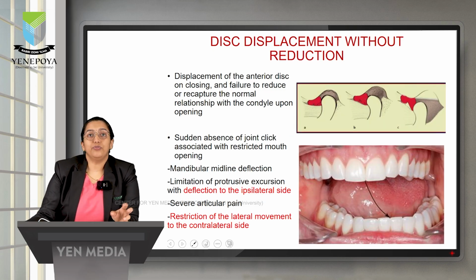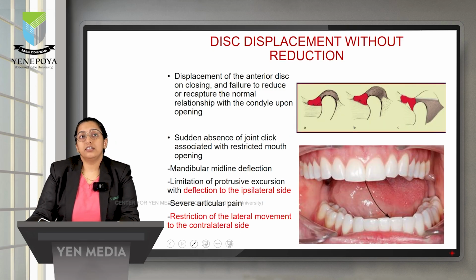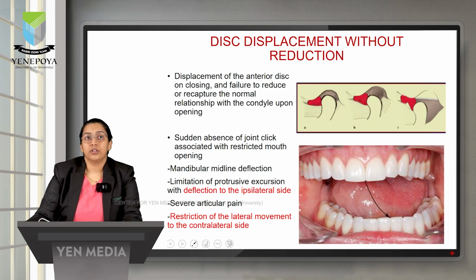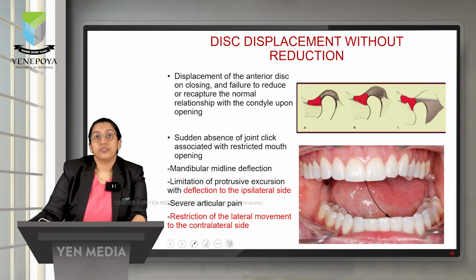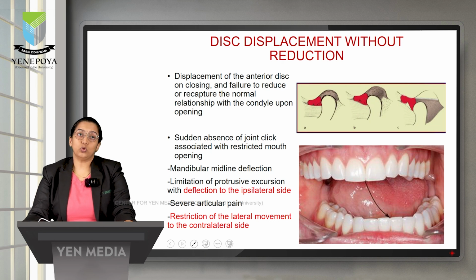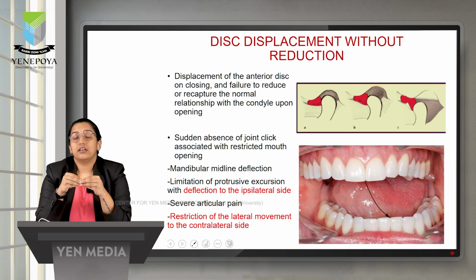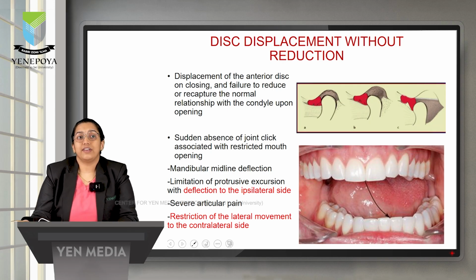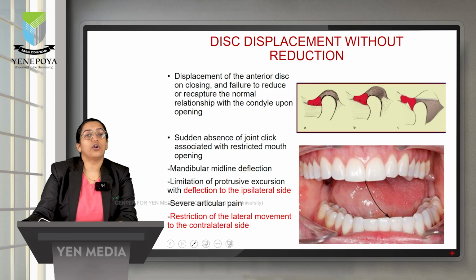Now, what is disc displacement without reduction? Here the displaced disc fails to reduce or recapture its normal position when the condyle opens, unlike disc displacement with reduction. There is sudden loss or absence of the joint click, associated with restricted mouth opening. The clicking that was present previously becomes absent. There is mandibular midline deflection, limitation of protrusive excursion with deflection to the ipsilateral side, severe articular pain and restriction of the lateral movement to the contralateral side.